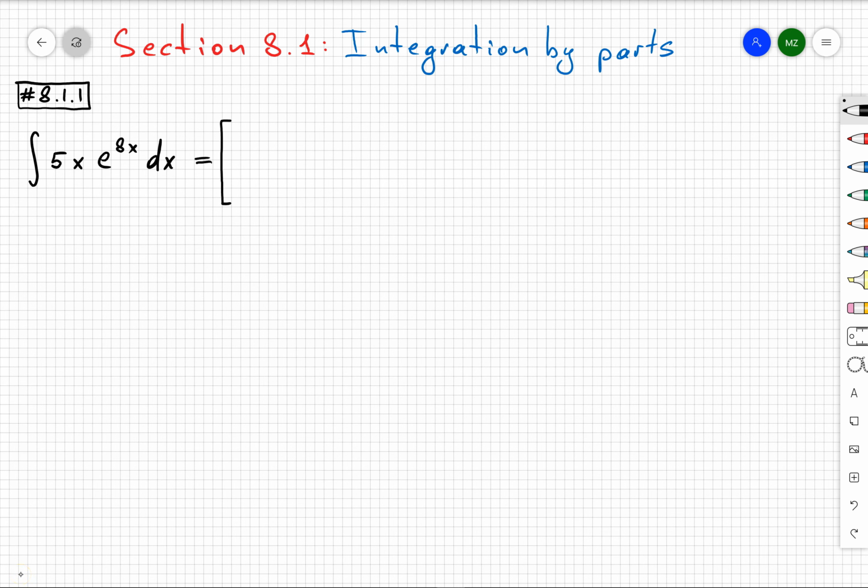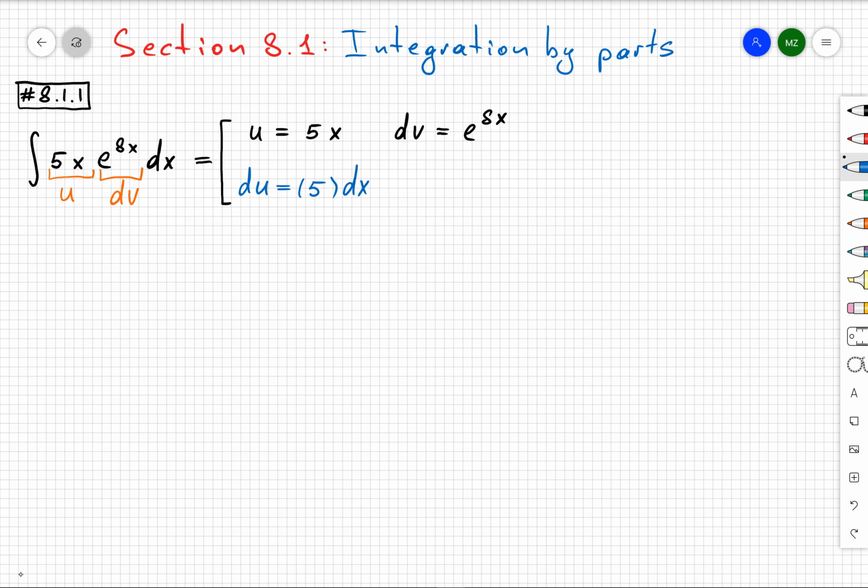Hello guys, so for this video I want to do this problem and some other problems as integration by parts. So if we have the integral 5x times e to the power of 8x and we want to do integration by parts, then we need to choose our u and our dv. Then for the integration by parts, what do we need to do?